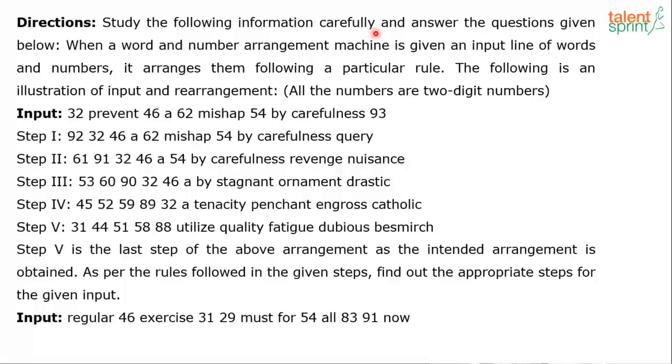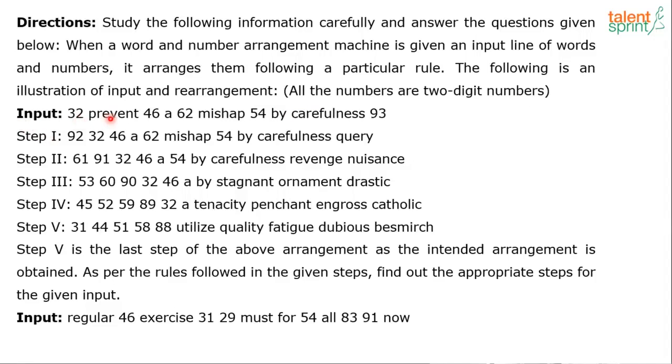Study the following information carefully and answer the questions given below. So when a word and number arrangement machine is given an input line of words and numbers, it arranges them following a particular rule. The following is an illustration of input and rearrangement. And an important point given here is that all the numbers are 2-digit numbers. Now look at the input.